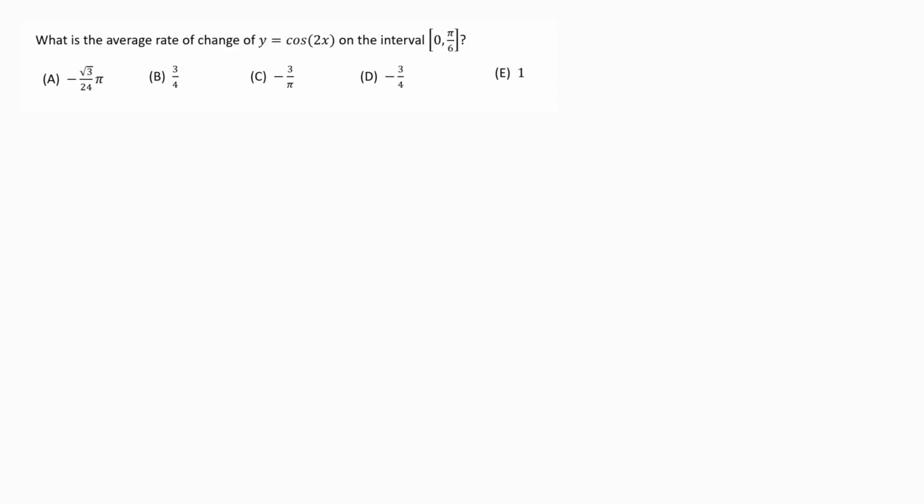This AP Calc example is wanting us to determine the average rate of change for this given function right here over this given x interval. Average rate of change is really just fancy math talk for slope as we've always known it. So since you learned it in algebra, slope is y2 minus y1 over x2 minus x1.